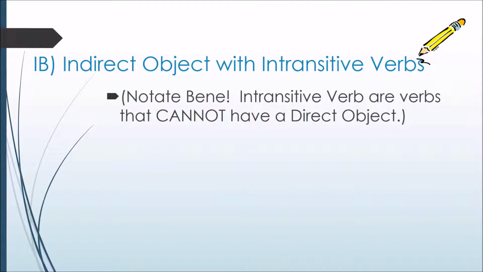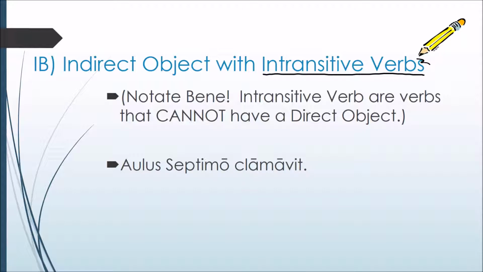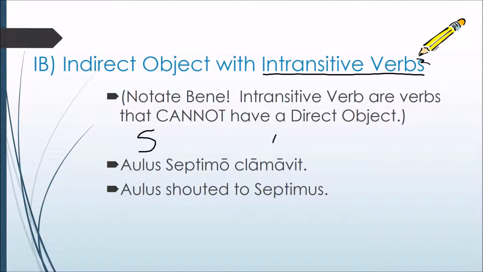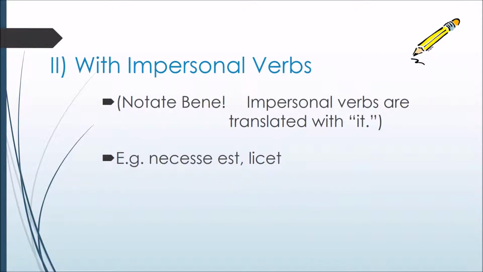Indirect objects can also appear with intransitive verbs, and remember that these verbs are just the ones that cannot have a direct object in Latin. So for example, you really can't shout anything, so when we say Aulus Septimo clamavit, Aulus shouted to Septimus. Aulus here is doing the action of clamavit, of shouting, and he's shouting to our dative indirect object, Septimus.